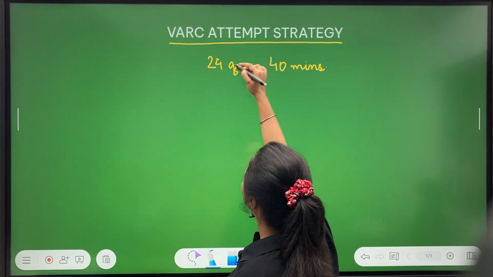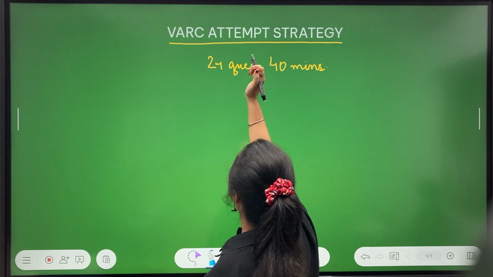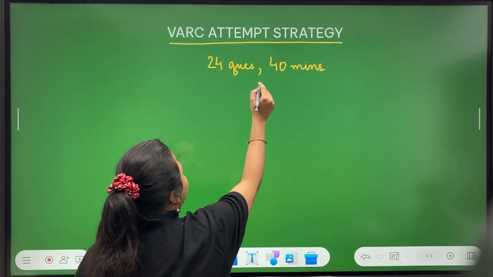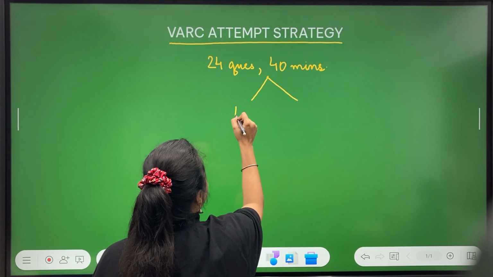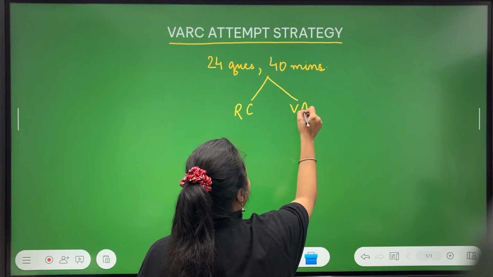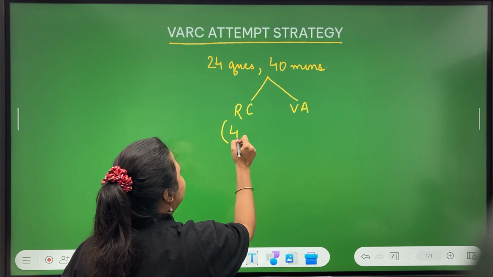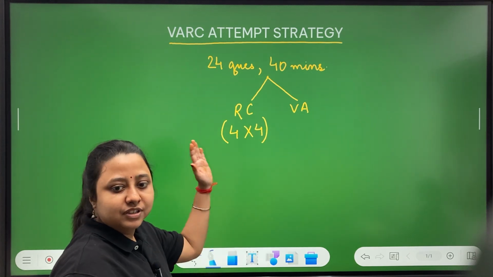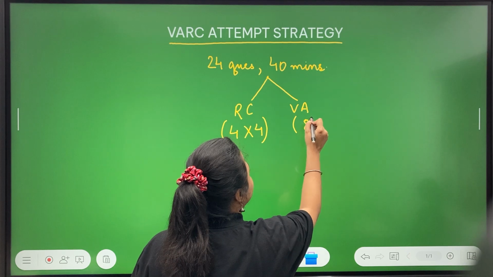Now, how were these 24 questions segregated? What was the breakup of the questions? So basically, the entire VRC paper is segregated into two major chunks. One is the RC, the next one is the verbal ability. You had 4 RCs and 4 questions per RC. So I'm writing it as 4 into 4. So this is 16 questions. And under verbal ability, you had 8 questions.